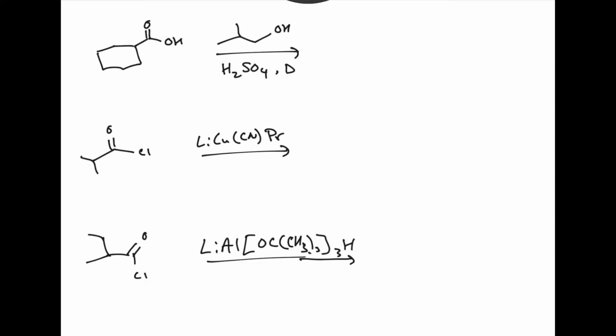All right, so what am I going to get for the first thing? We're going to get an ester. We're going to lose the OH, and we're going to add the oxygen from the alcohol and everything attached to it to make an ester.